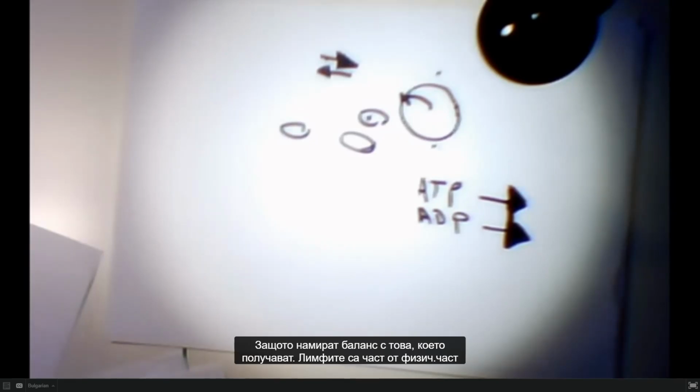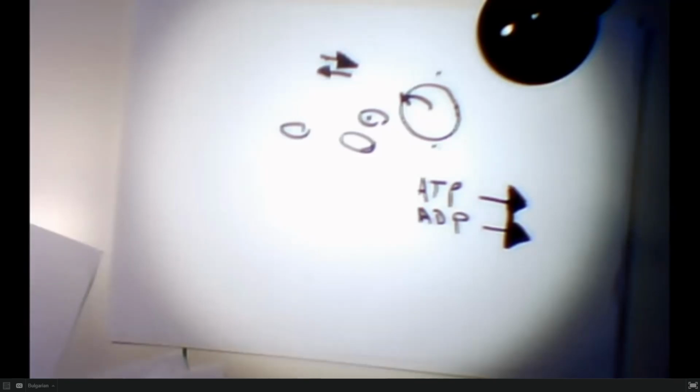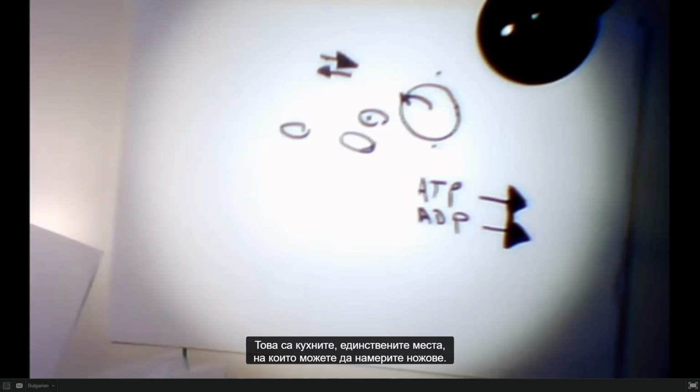Lymphs are part of the physical part of the creation, and that is literally controlled by the glands. Don't forget the lymphs are one of the places where you can find a high level of radioactive material. They are the kitchens. They are the only places you find knives to cut with.